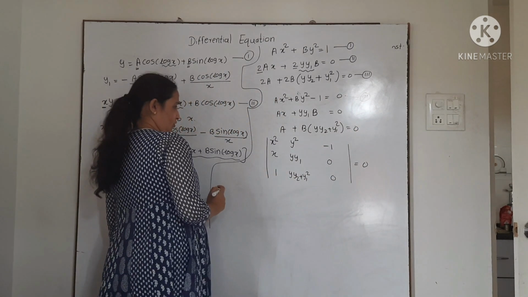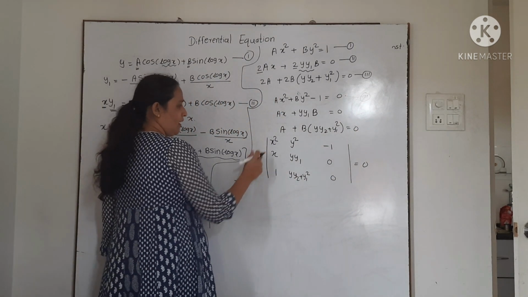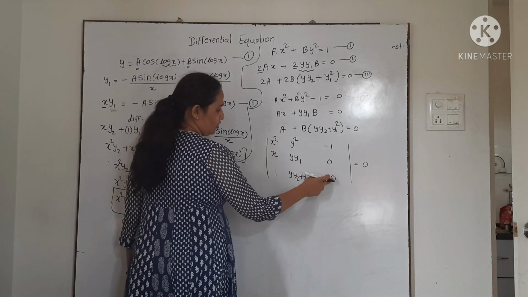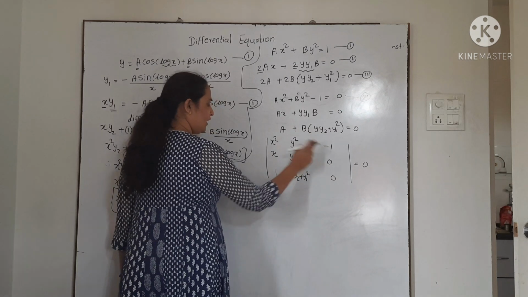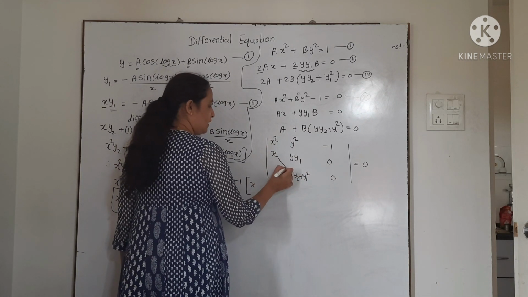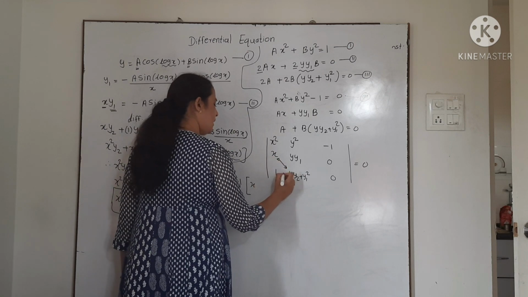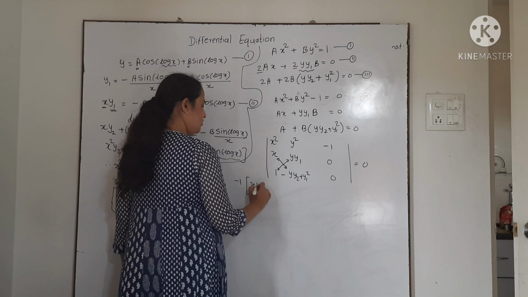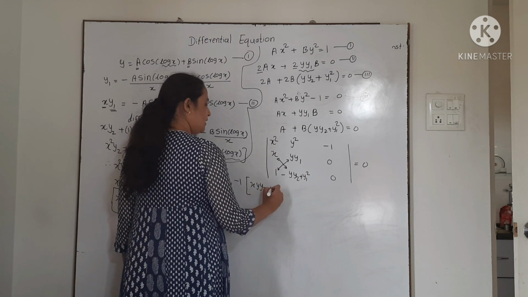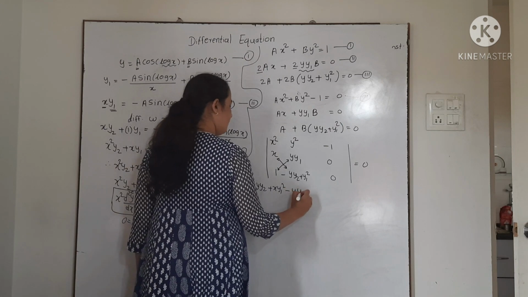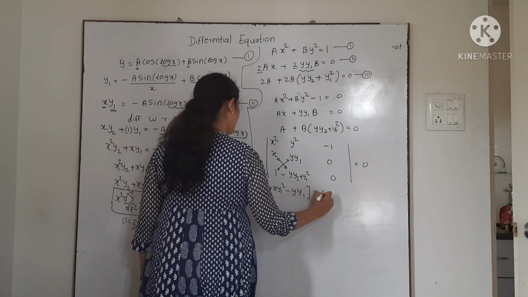Now if we solve this determinant, x square into 0, y square into x into 0, 0, 1 into 0, 0, only you will get only one term, that is -1 into multiplication of this two minus multiplication of this two, that is minus xy y2 plus x y1 square minus y y1 equal to 0.